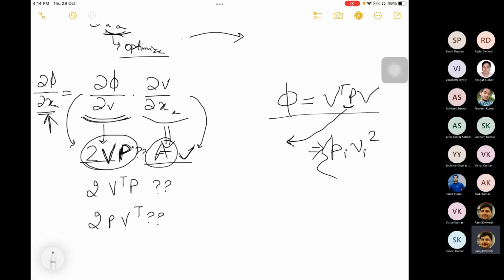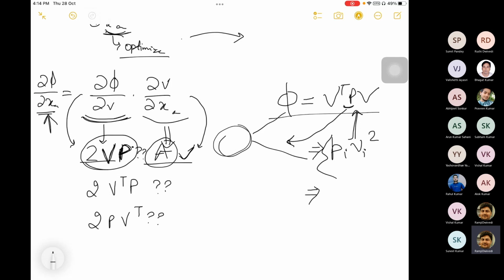Summation of pi vi square, which we have written in matrix form like this. Okay, now we have written this summation pi vi square in this form V transpose P V. So we need to understand that differentiation with respect to P cannot give a different value, it has to be the same value that represents the scenario.